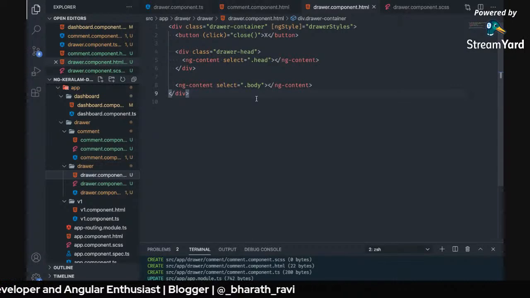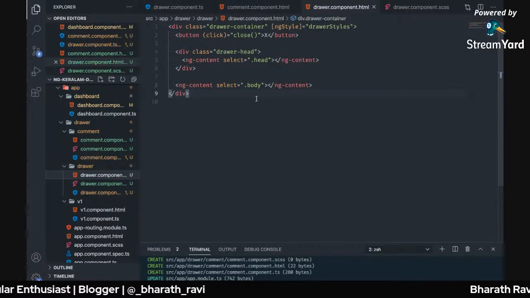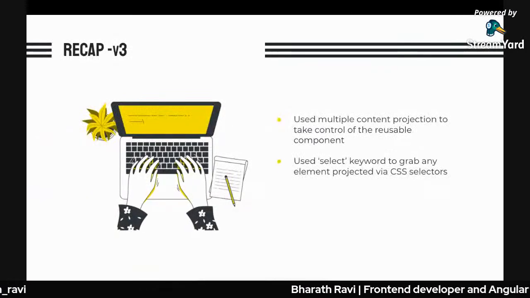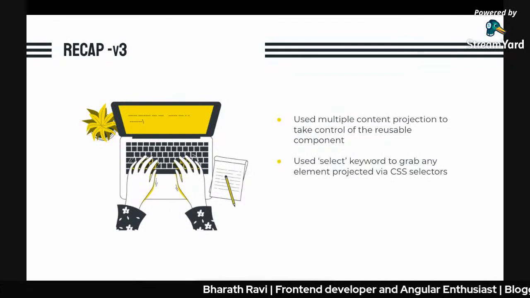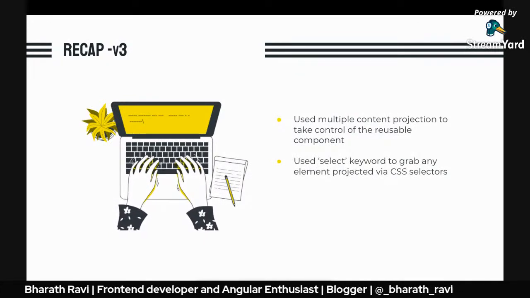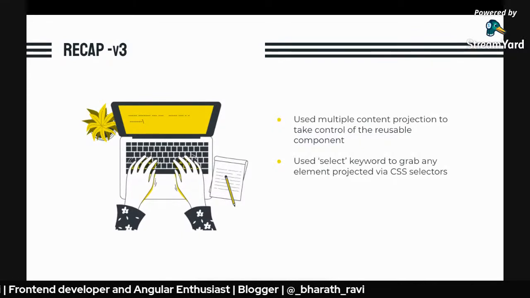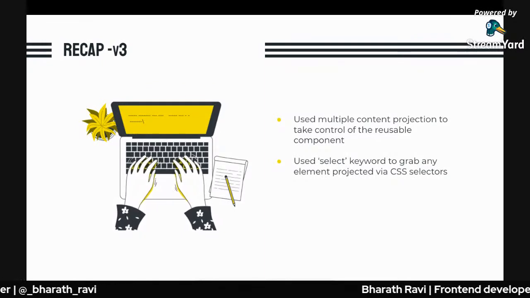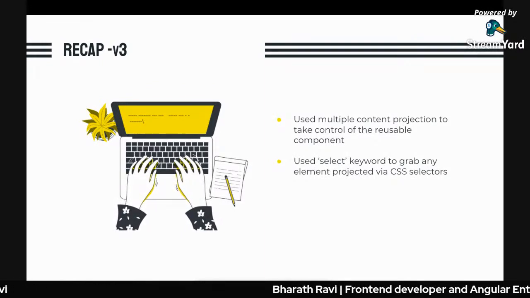This is going to be our V3. So version 3 was about multiple content projection. If I go back to my slide, let's recap version 3, what we did. We used multiple content projection to take control of the reusable component. By control, I have explained what I meant by control. And we use the select keyword to grab any element using CSS selectors. Great.